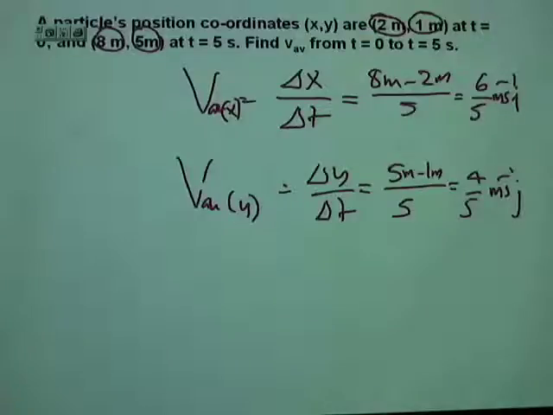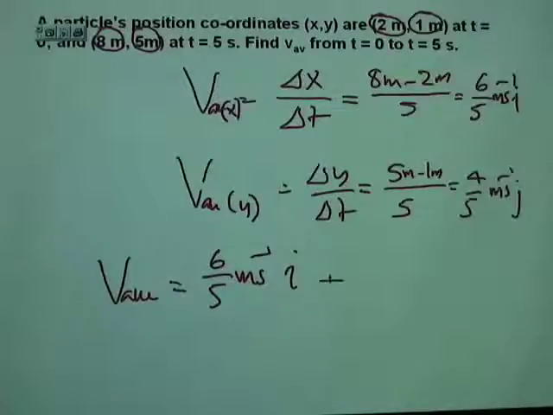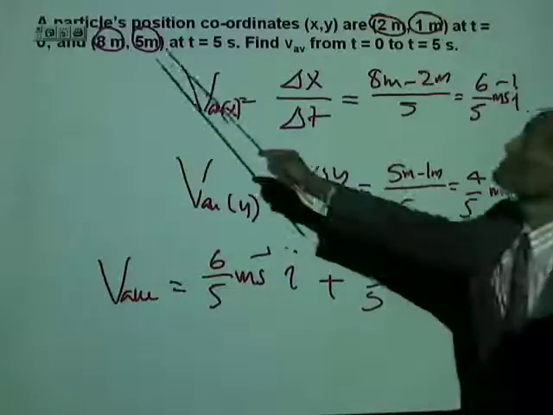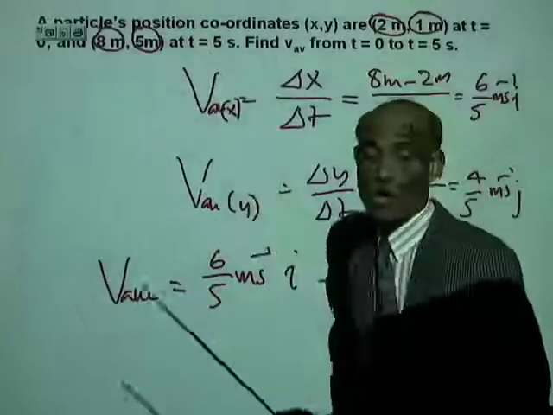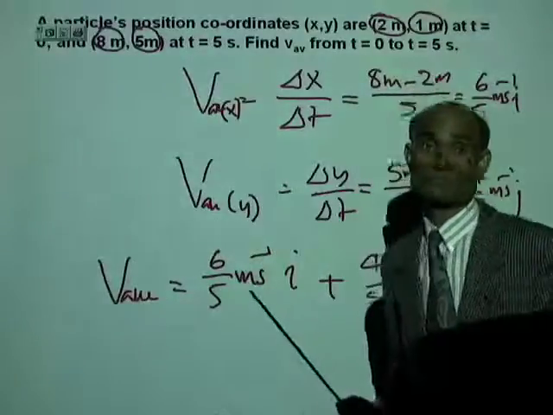And so, what is the average velocity? How do you write the total average velocity? I can write it as V average equal to 6 over 5 meter per second i plus 4 over 5 meter per second j. That is the average velocity of this particle during that time interval of 5 seconds.